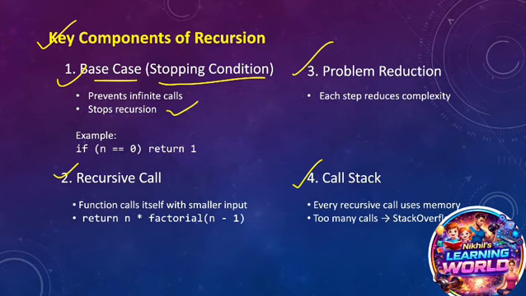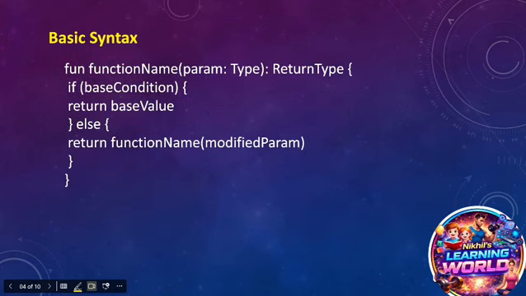And the third one is problem reduction. So it's an easy step to reduce complexity. The fourth one is the call stack. Every recursive call uses memory, and many calls can cause stack overflow. Okay, so those are the important points regarding the key components of recursion.